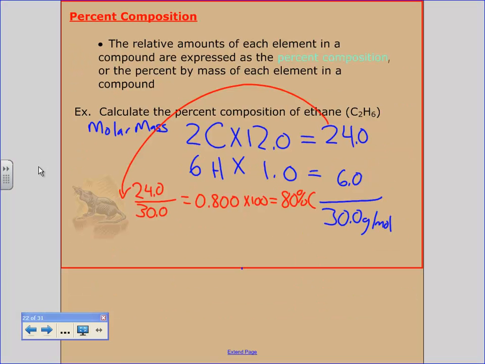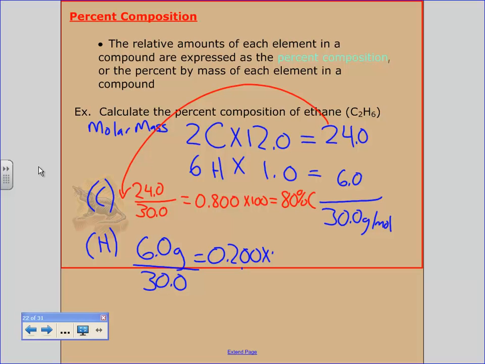Now, if we're doing the whole percent composition, like when the problem just says calculate the percent composition, I'm going to do the same thing with hydrogen. Okay, so I did carbon up here. I'm going to do hydrogen down here. So I take the total of hydrogen, the 6 grams that's here, bring it down here, divide it by the total, and that's going to give me 0.200 in this case. Multiply that by 100, it's going to give me 20%. So 80% is carbon, 20% is hydrogen.